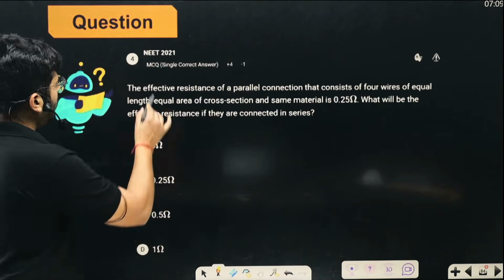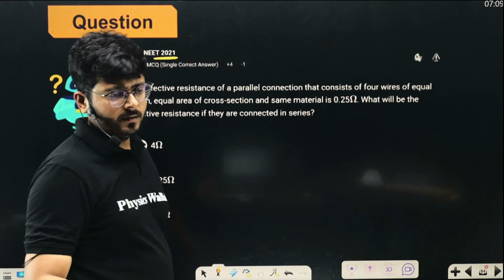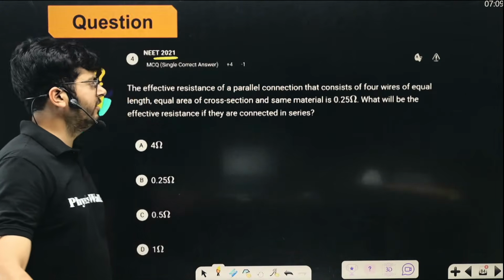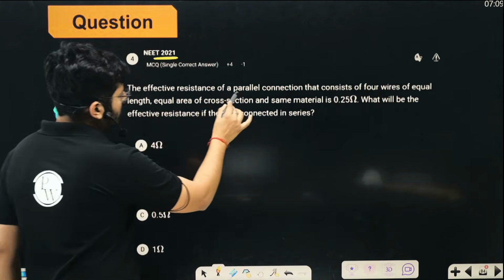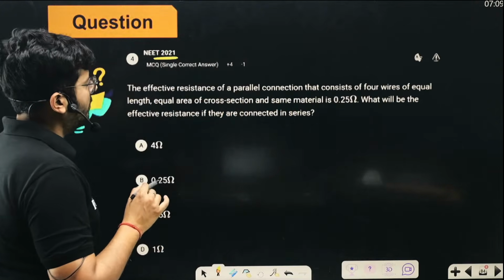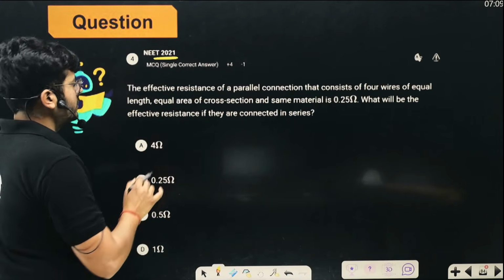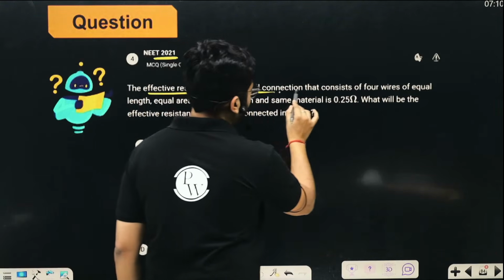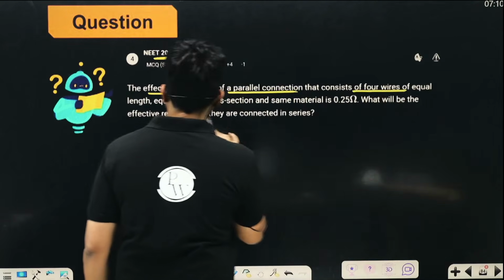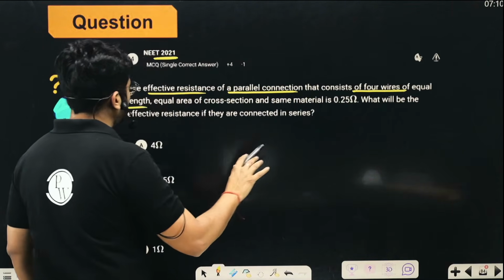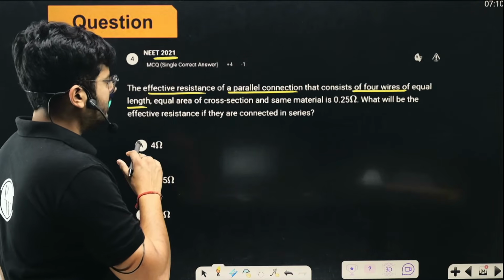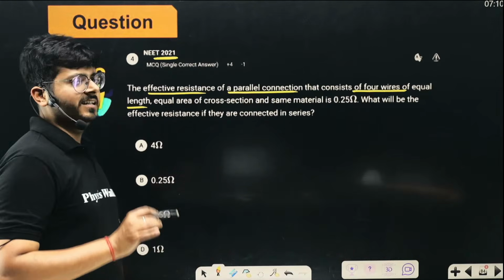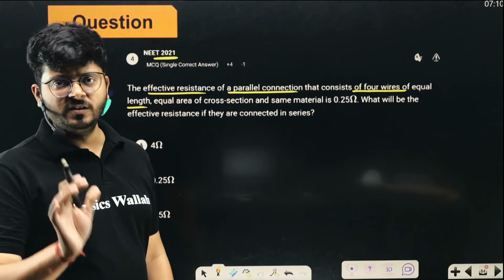Look at this numerical. It was asked in the year NEET 2021. Look at this question and try to answer it. The effective resistance of a parallel connection that consists of 4 wires of equal length, equal cross-sectional area and same material is 0.25 ohm. What will be the effective resistance if they are connected in series?